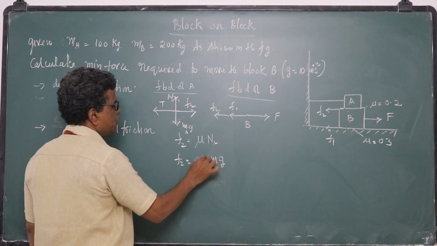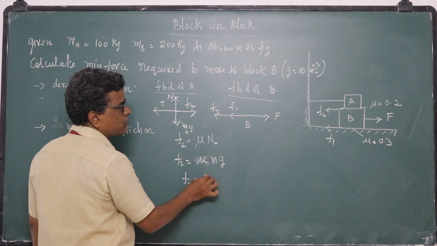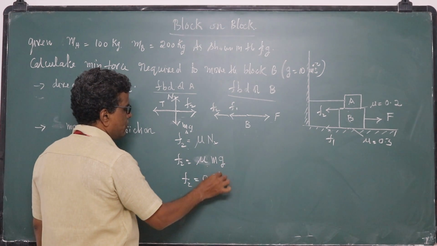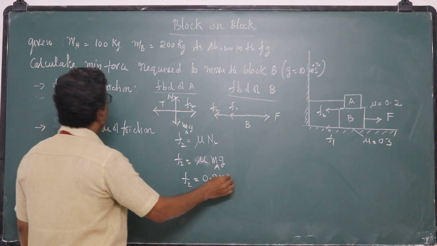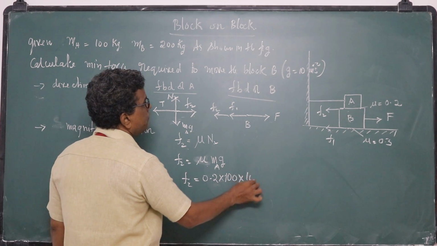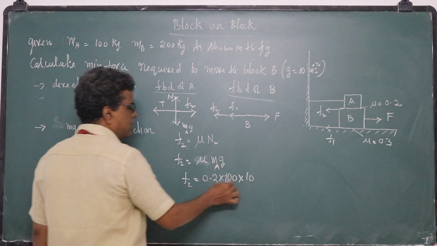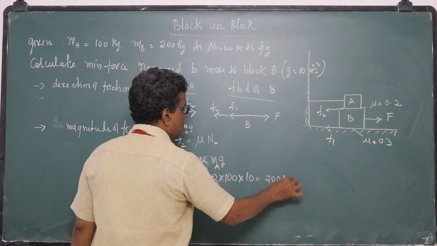Next step, I will substitute the values. F2 is equal to mu, which is 0.2, times mass of A, which is 100 kg, times g, let it be 10. So this will become 2 into 100, which is 200 newtons.